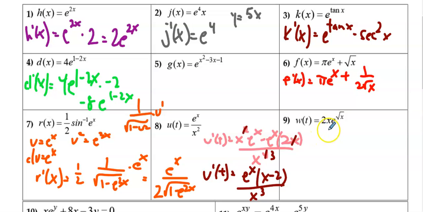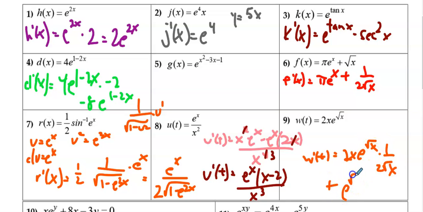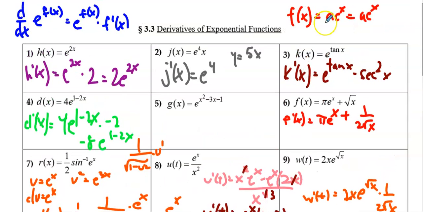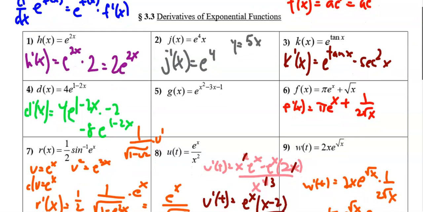And then for question number 9, this is simply a product rule problem. So w prime of t is going to be equal to 2x. The derivative of e to the square root of x is just e to the square root of x times 1 over 2 square root of x, again, the derivative of our exponent, plus e to the square root of x, times the derivative of 2x, which is going to be times 2. That is it. So straightforward. I hope you guys are understanding this and getting it, because it is that straightforward. The derivative of e to a function is just e to that same function times the derivative of that function.